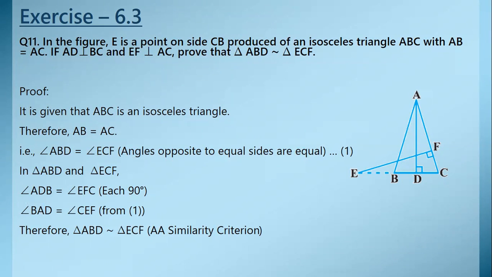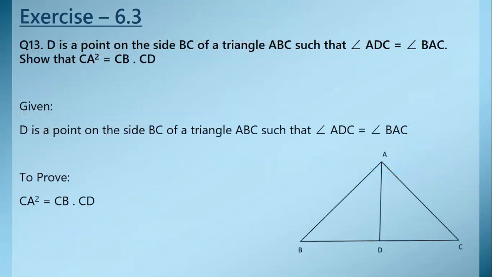Here D is 90 degrees and F is also 90 degrees. So these two angles are equal. And BAD, this angle, and CEF are equal from the first equation. So therefore, triangle ABD is similar to triangle ECF by AA similarity criteria. That's all. We have proved it.